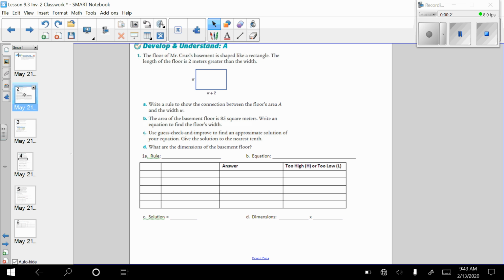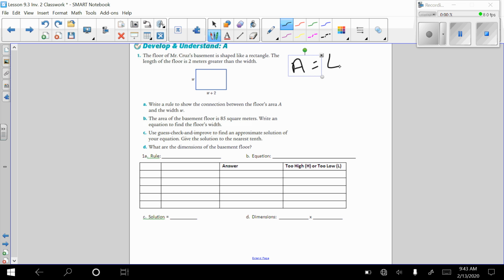Well, area of a rectangle, we need to know that formula. Area equals length times width. That's the formula for it. So if we wanted to write an equation where the area of the basement is 85 square meters, we would say that the equation would be the width times the length, which is width plus 2, needs to equal 85. The rule here is width times length, which is width plus 2. So that's how we got to our equation.